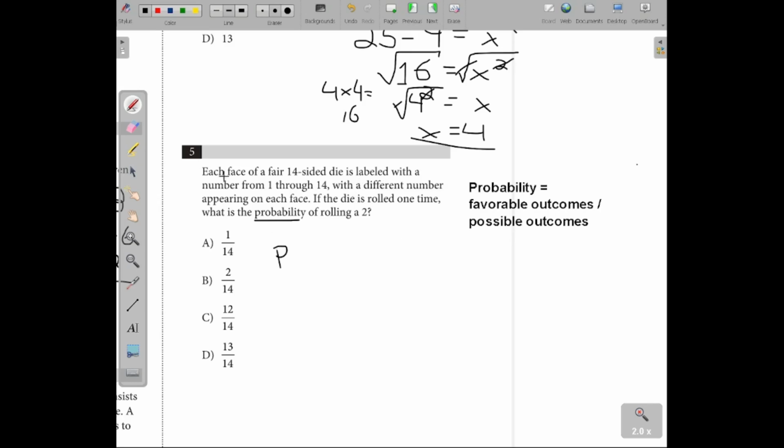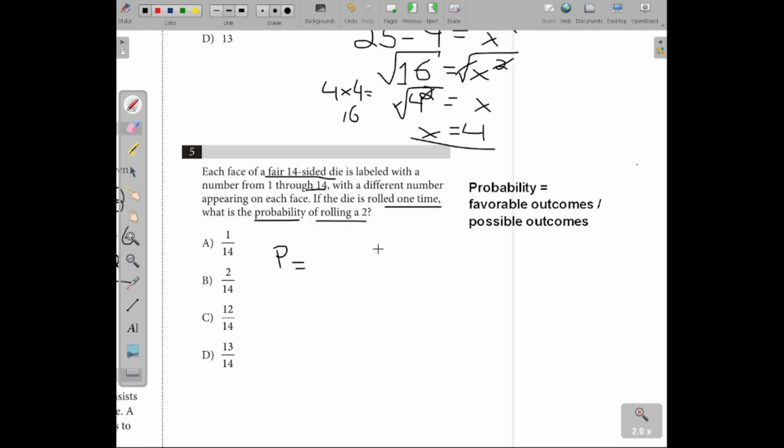Alright, now let's read. Each face of a 14-sided fair die is labeled with a number from 1 through 14. So we know that. We have 14 possible outcomes with a different number appearing on each face. If the die is rolled only one time, what is the probability of rolling a 2?